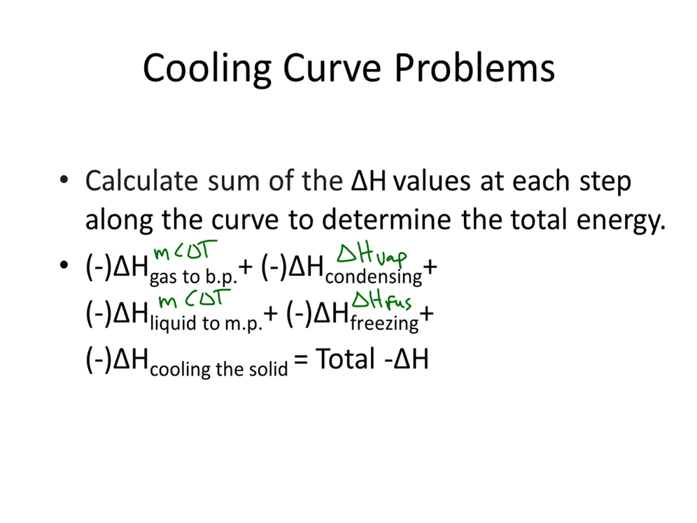But since I am cooling the solid down and lowering its temperature, I would use MC delta T because I'm going to have a change in temperature. I would still add up all those negative numbers and get a total negative number. Remember, the negative number has nothing to do with the value of the number. It has to do with the direction of the energy. So, let's go ahead and do a problem.